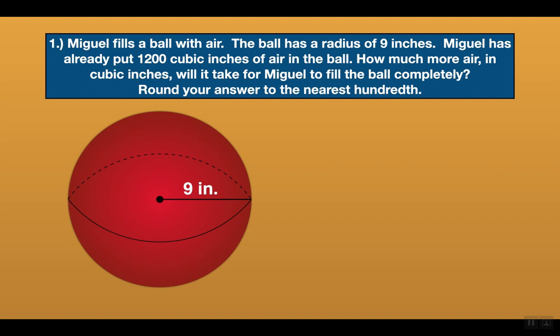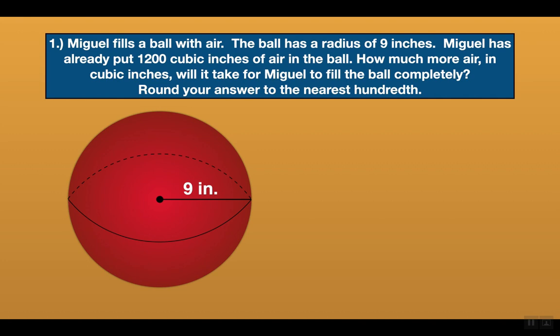Miguel fills a ball with air. The ball has a radius of 9 inches. Miguel has already put 1200 cubic inches of air in the ball. How much more air in cubic inches will it take for Miguel to fill the ball completely? Round your answer to the nearest hundredth. As we could see from our picture, the radius is given to us. The radius is 9 inches.